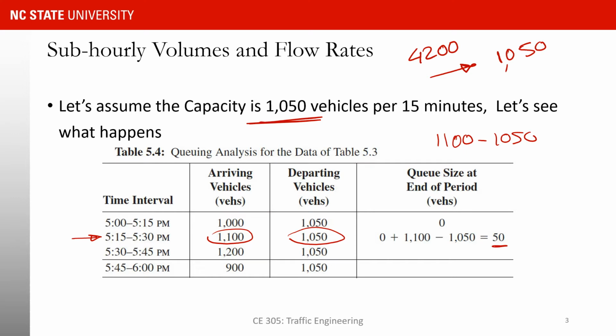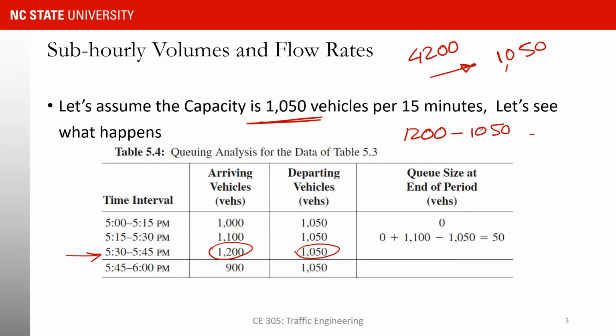What's going to happen in the next time step from 5:30 to 5:45? I have 1200 vehicles arriving. I can process 1050. How many am I going to have in the queue? Think about that. So I have 1200 vehicles coming. I can process 1050. That means that I have 150 vehicles that I won't be able to process.